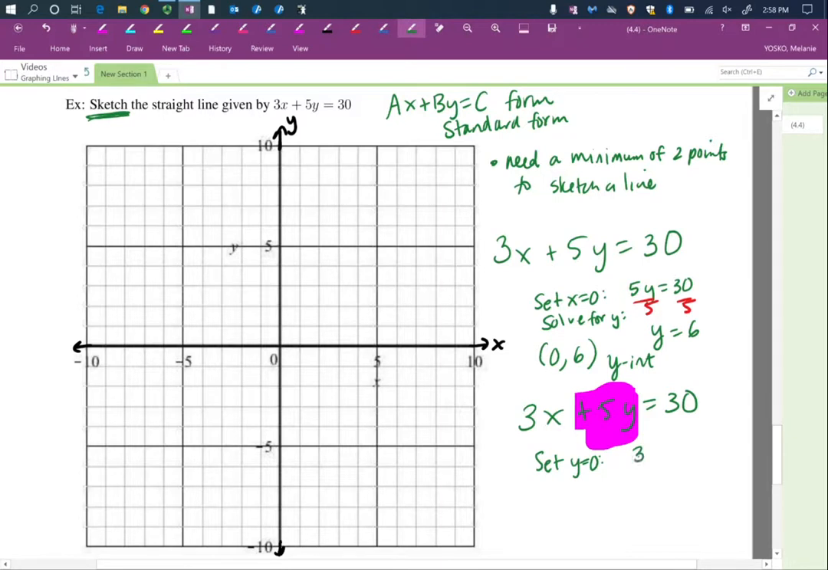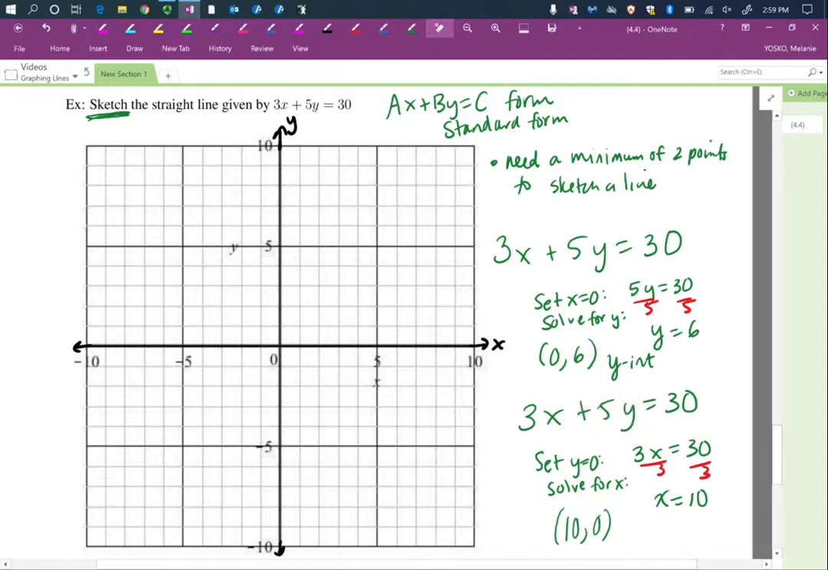And your equation simplifies to 3x equals 30. And we're going to solve this one for x. So if we solve for x, we divide by 3, divide by 3. So we see x is 10. Okay, but x was 10 only because y was 0, right? Because I covered up that plus 5y with my finger. Okay, so this is the x-intercept.